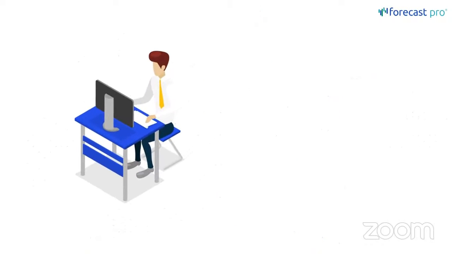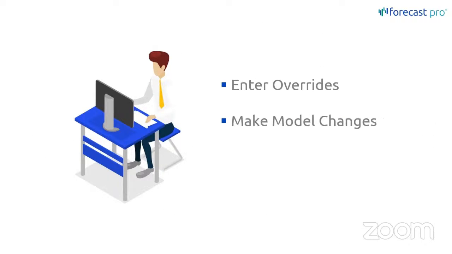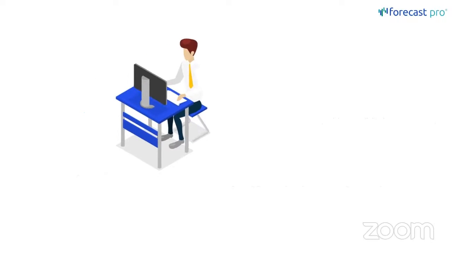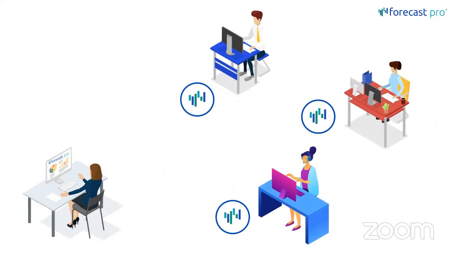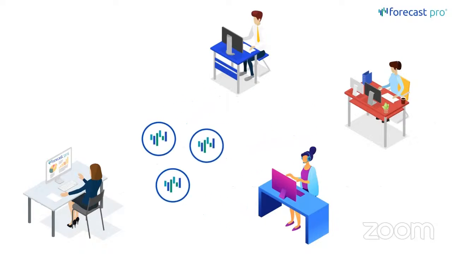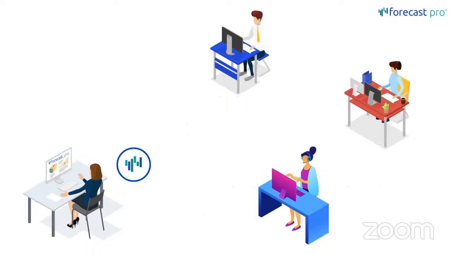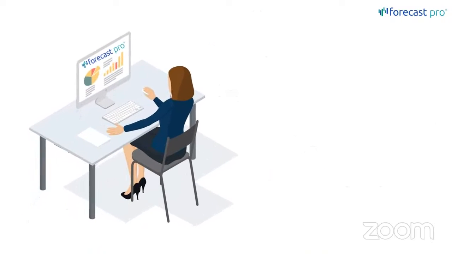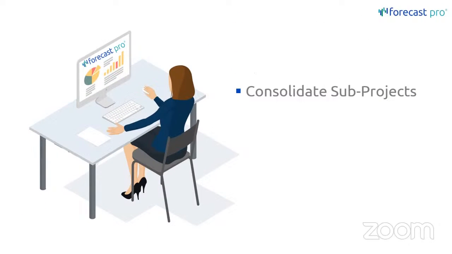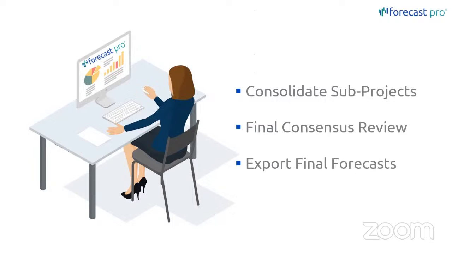Each of the child project users has their own responsibility. They will enter overrides, potentially make any statistical forecasting changes if they're responsible for that. They'll also review forecast accuracy and make any changes that are required from there as well. Once all the individual child project users have made their changes, they will send them back to the main parent project, and this person will then consolidate all of the sub-projects, come up with a final consensus review to make sure everything has changed and entered correctly, and then finally export the final forecast out of Forecast Pro.